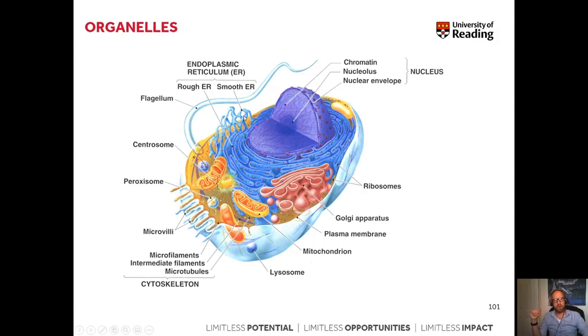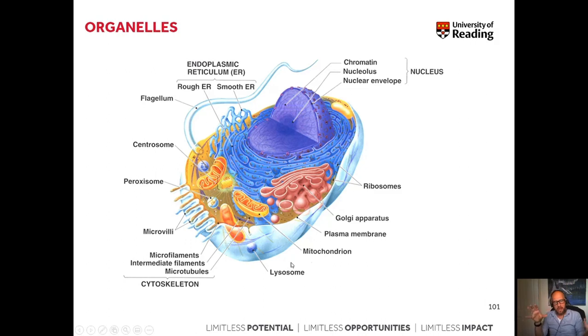We have the central nucleus, which is surrounded by the endoplasmic reticulum, which comes in two flavors. We have the rough endoplasmic reticulum. There is also a smooth one. We have structures called centrosomes, peroxisomes. We have microvilli. We have the Golgi apparatus, plasma membrane, and also mitochondria.